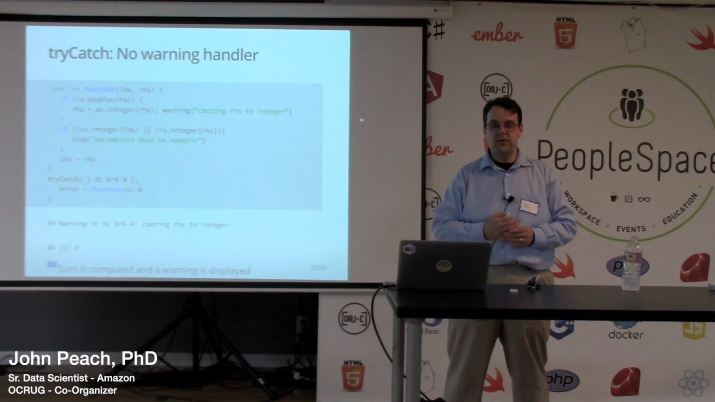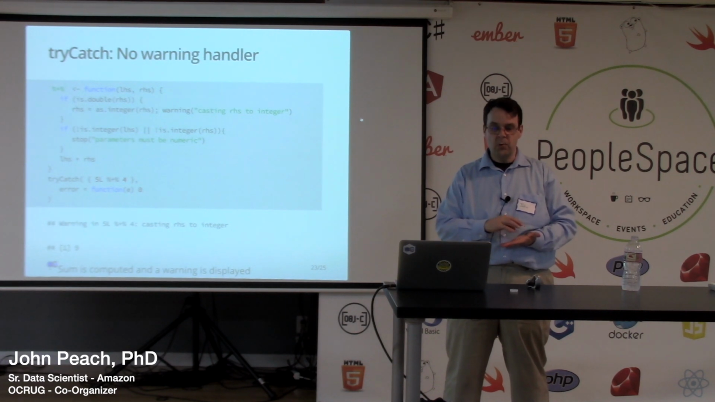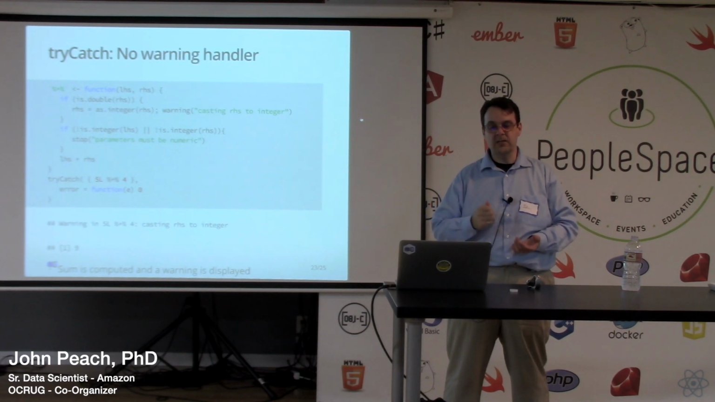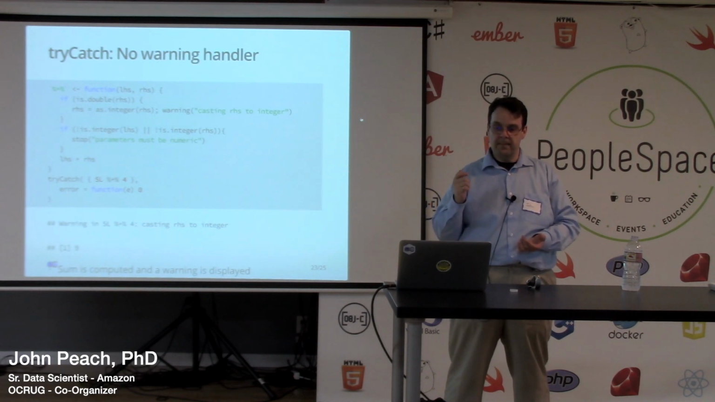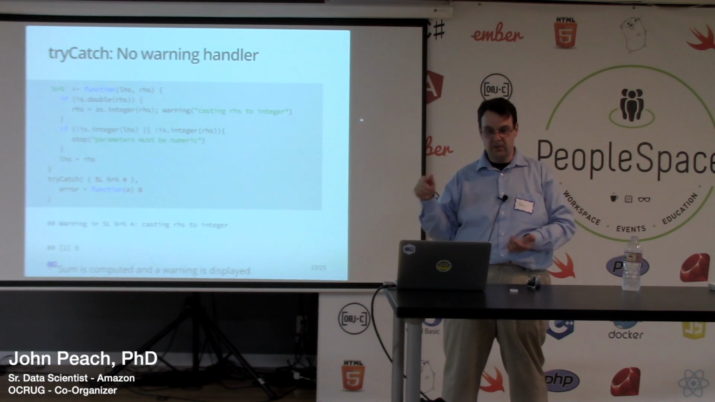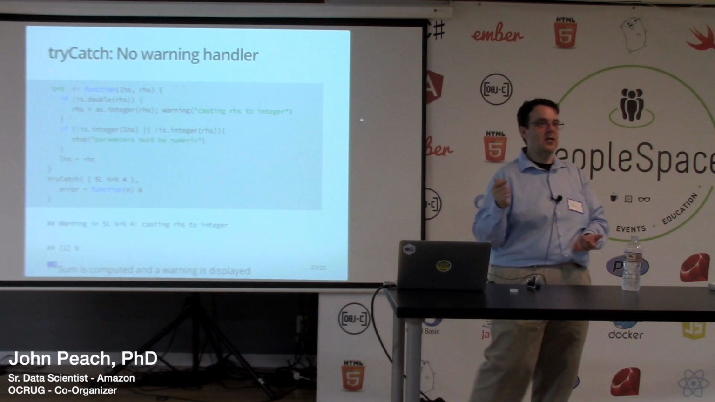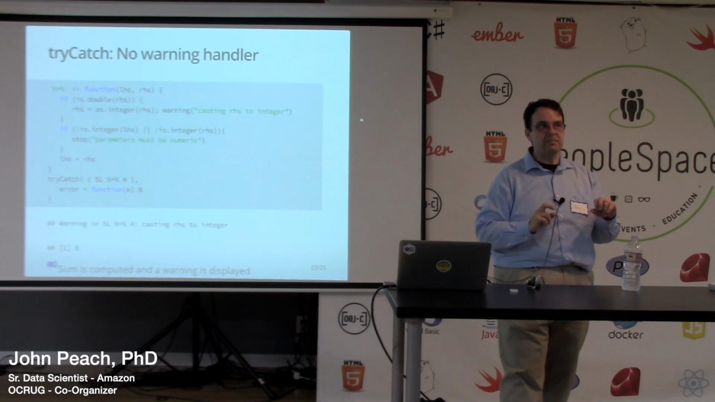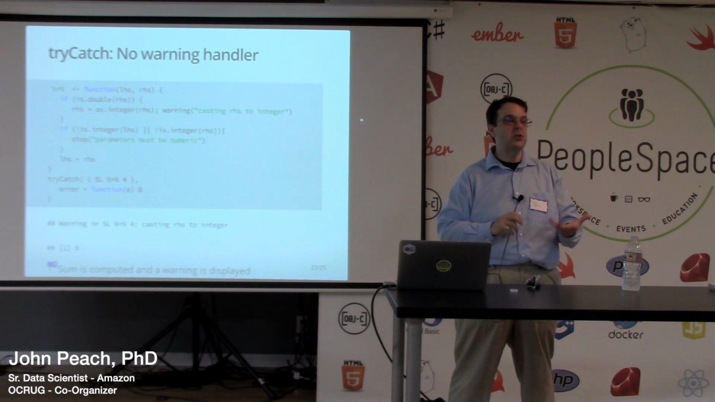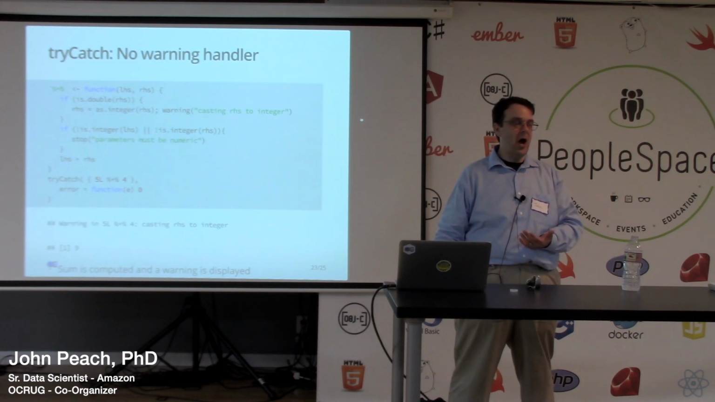So here we have a tryCatch, and there's a no warning handler. I'm going to pass in 5 and 4, where the 5 is an integer, and it's going to call is.double on the right-hand side, convert it to an integer, and say, hey, just to let you know, I was expecting an integer, but you didn't give me an integer, but I was able to convert it for you. I'm just going to give you a warning and let you know.